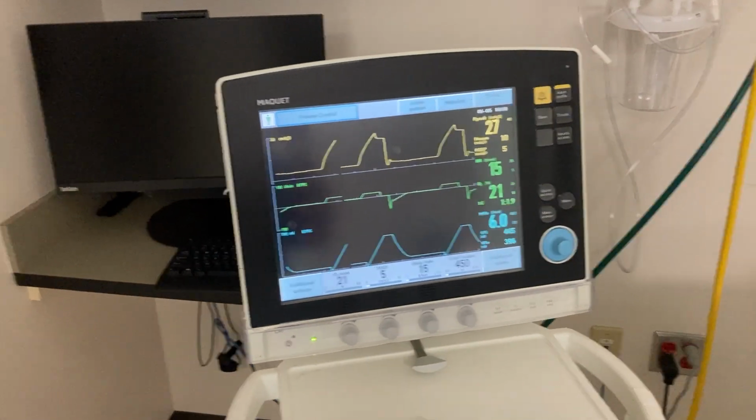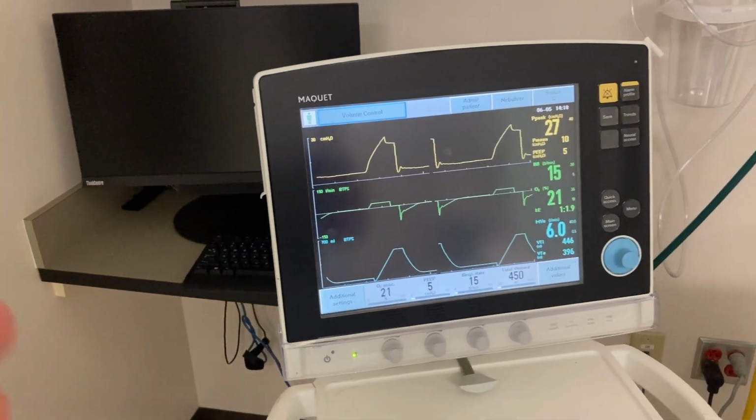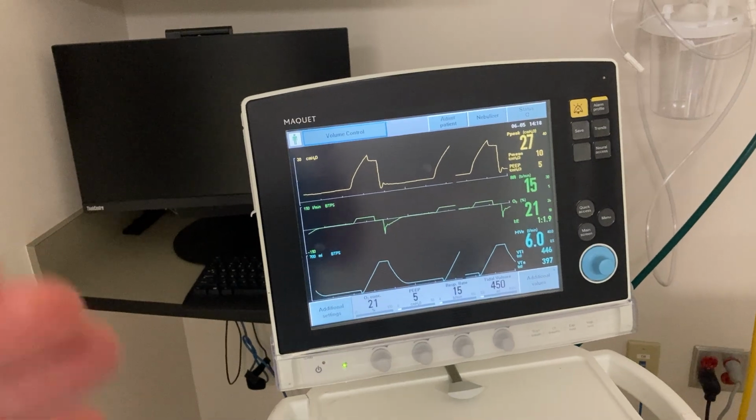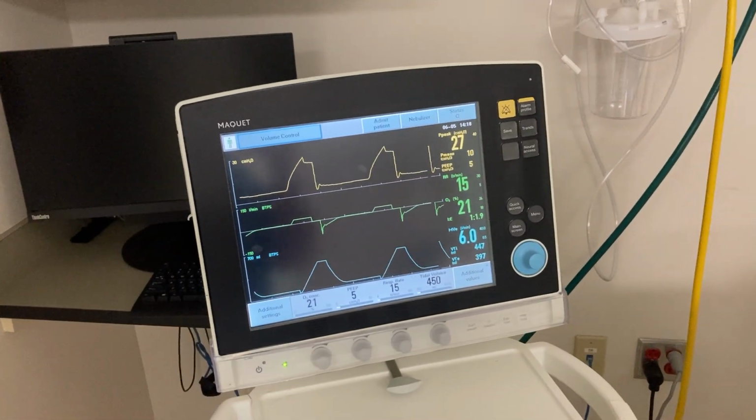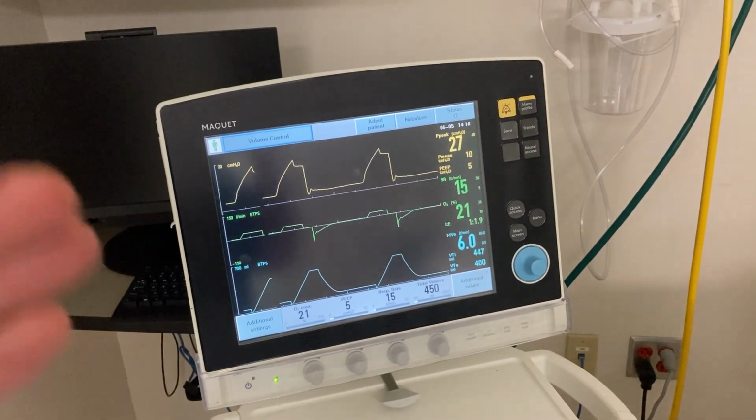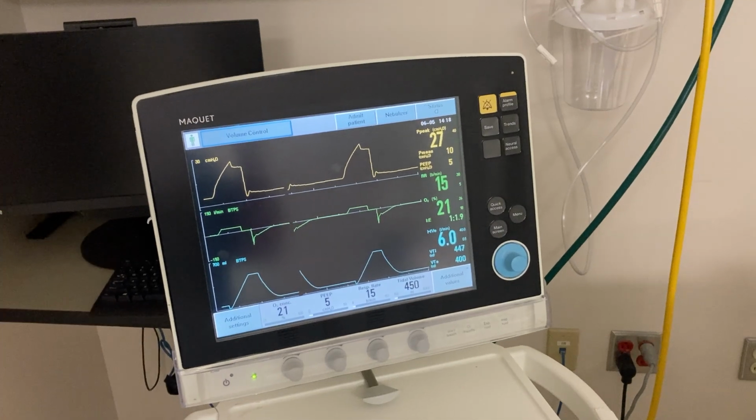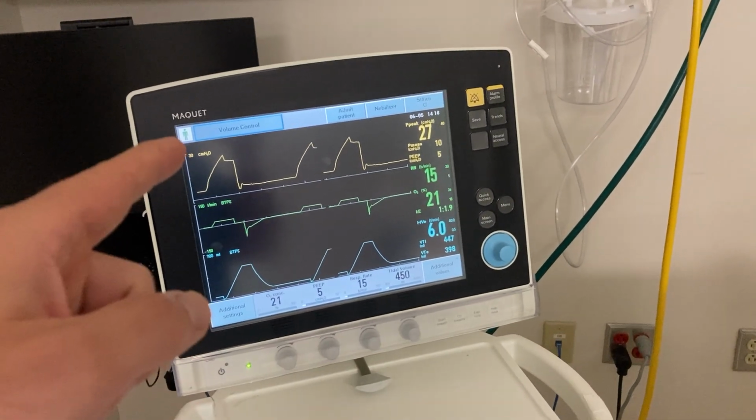Should there be? Probably not. There are some reasons why you would do it if you're trying to increase someone's mean airway pressure, improve their oxygenation, or what have you. But for all intents and purposes, none of us take a breath in, hold it for a little bit, and then let it go. So we need to fix that.